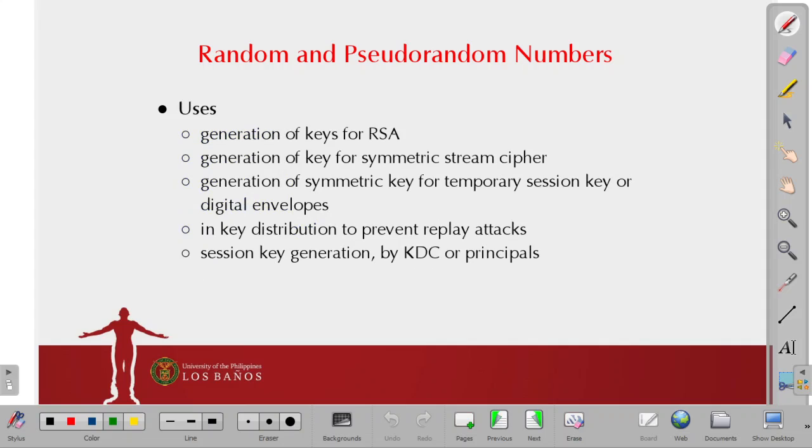Okay, so succeeding topics will talk about random and pseudo-random numbers. So remember that in cryptography, we need to use random numbers for key generation and for initialization vector values. So the system should be able to generate numbers. So we have these uses: keys, session keys, key distribution, etc. So random numbers are very important.